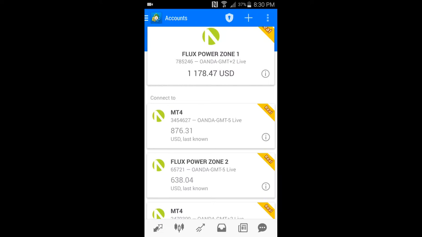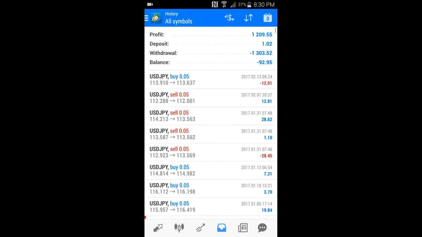Welcome back, traders. We're going to go over the Flux Power Zone trading for the last 3 months with these accounts here. So let's get into it. Using the Flux Power Zone, this account is based on $1,000. And what we do is we withdraw the profit and put it into another account.